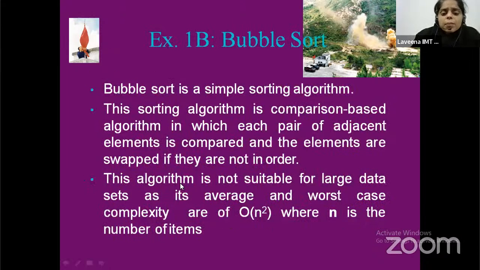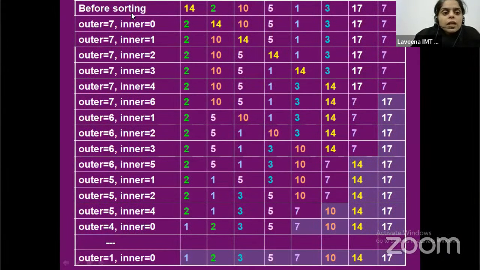Bubble sort is a very simple sorting algorithm used in data structures. This sorting algorithm is comparison based, in which each pair of adjacent elements is compared. Adjacent means neighbor elements are compared and the elements are swapped if they are not in order. This algorithm is not suitable for a large amount of data, where we use massive data. Its complexity is O(n), where n is the number of items. Here you can see an example of bubble sorting.